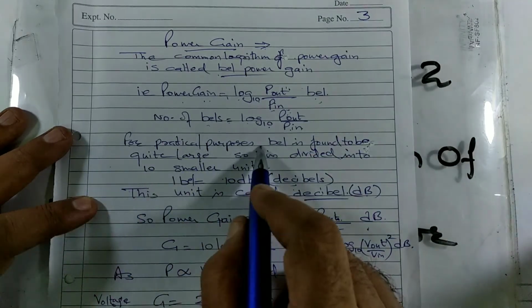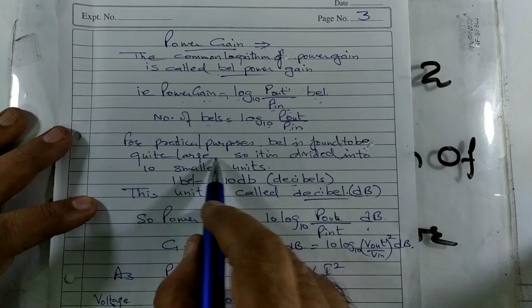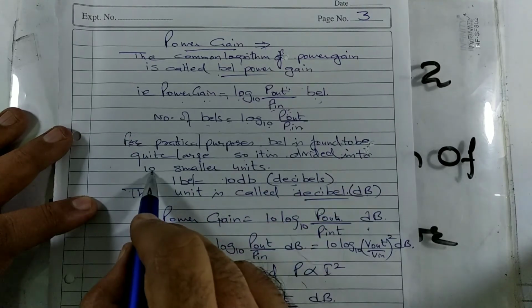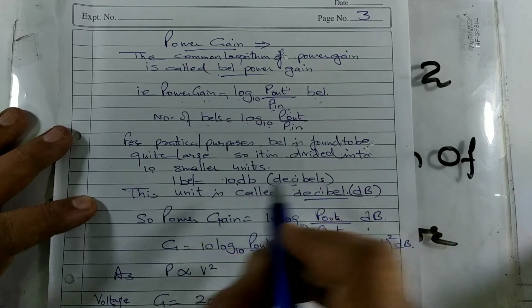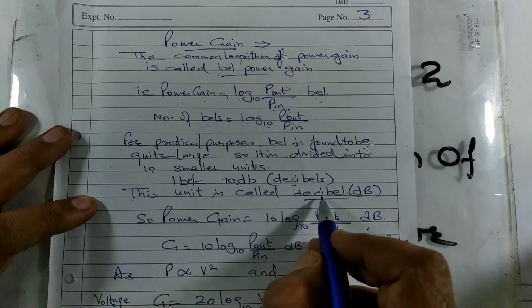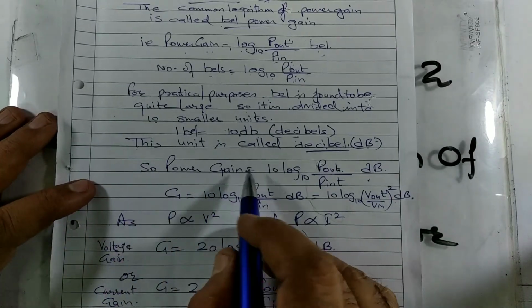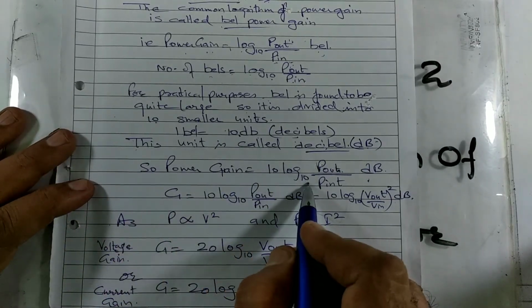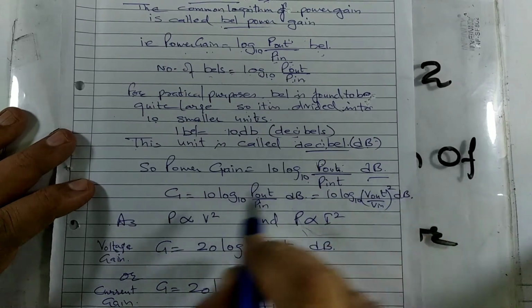But for practical purposes, the bel is found to be quite large. So it is divided into 10 small units. One bel is equal to 10 decibels. So this unit is called decibels, dB. So the power gain is equal to 10 log base 10 Pout divided by Pin decibels.